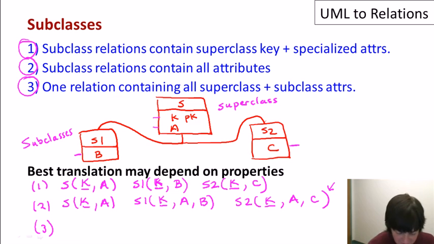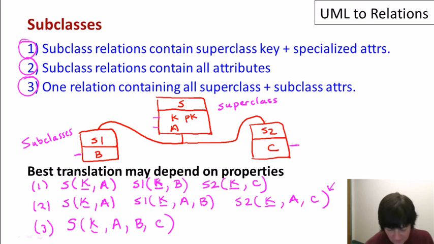And the third translation says, let's just make a mega relation that contains everything. So it'll have the key attribute K and A and B and C. And in that case, we can see that we may have some null values. So if we have an object that's only in subclass S1, for example, it would then have a null for attribute C. If we had an object that was only in the superclass and not in any of the subclasses, it would have a null for both B and C.